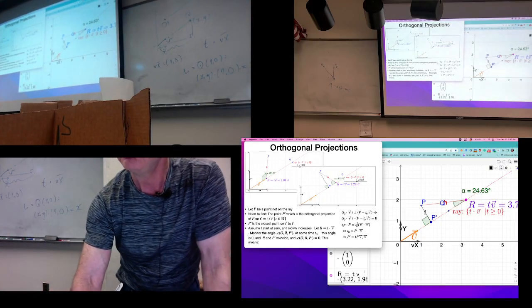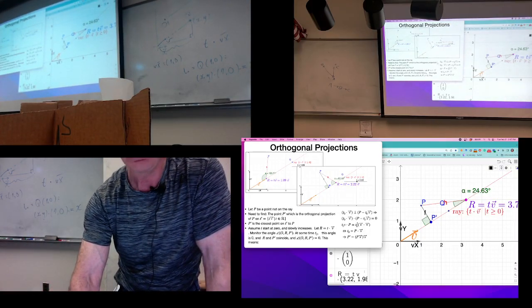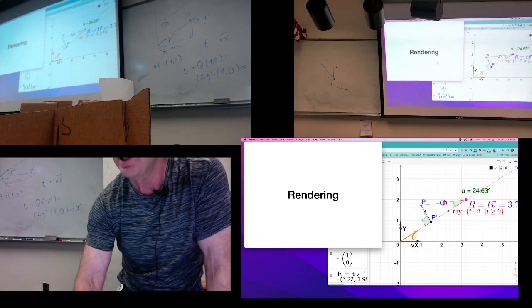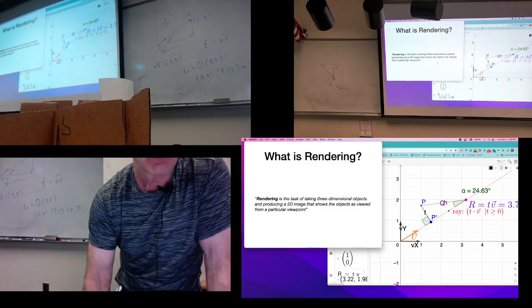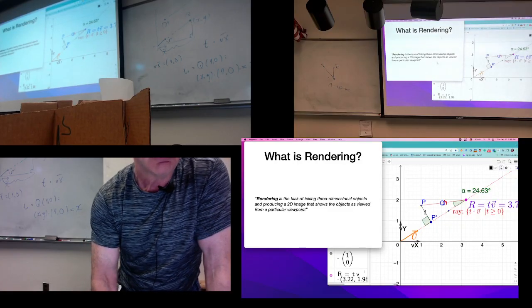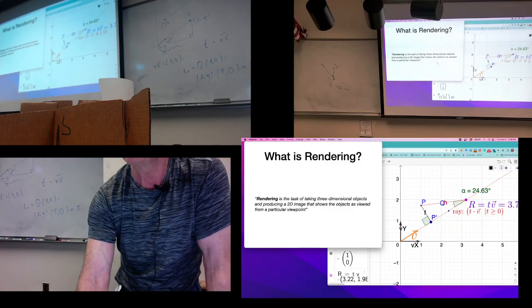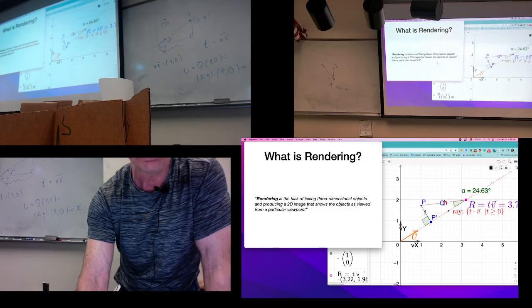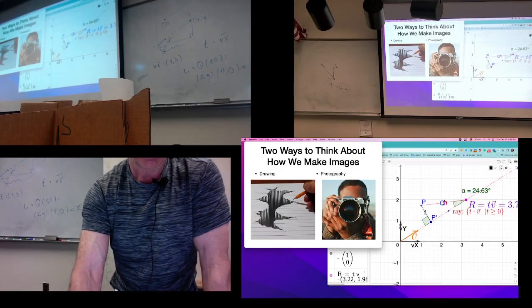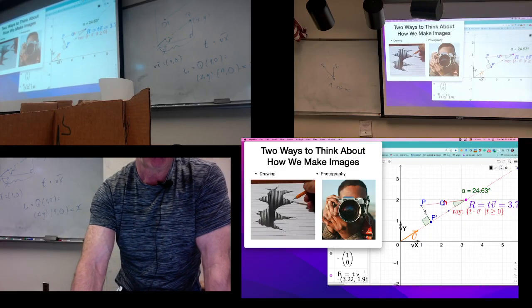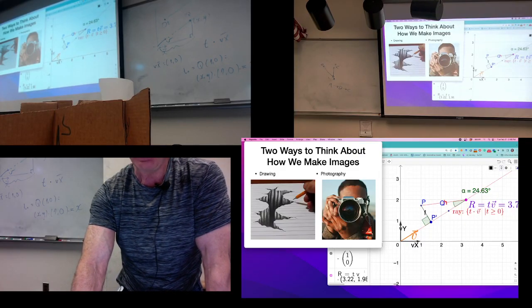Everybody's good? Again, it was a toy example, but it's a good toy example as far as understanding how we are working with time. OK, rendering, big word. Rendering is the task of taking a three-dimensional scene and showing it as it is seen by the user. OK, we can make images, photography or drawing.